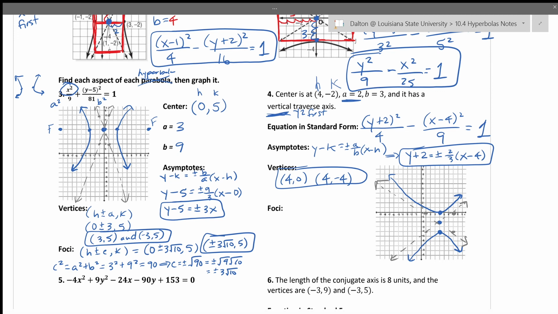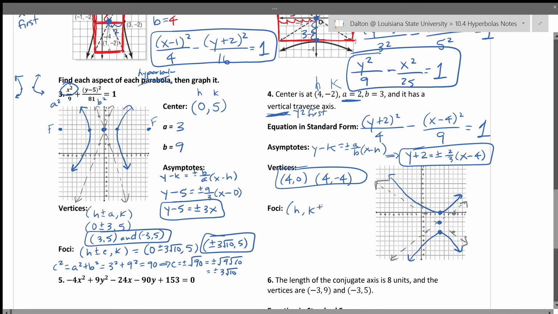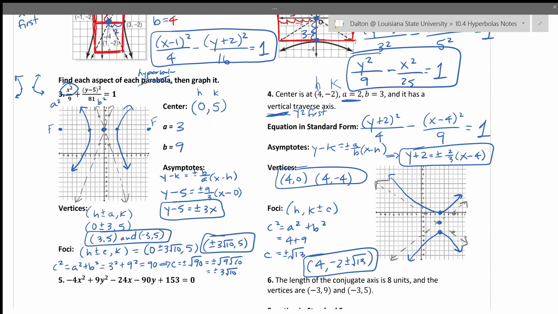For foci, it's going to be (h, k plus or minus c). Well, in order to get c, we're going to do c squared equals a squared plus b squared, which is going to be 4 plus 9, so c is going to be plus or minus the square root of 13. So your foci are going to be (4, -2 plus or minus the square root of 13). To graph these two foci, one of them will be (4, -2 plus square root of 13). The other one will be -2 minus square root of 13.